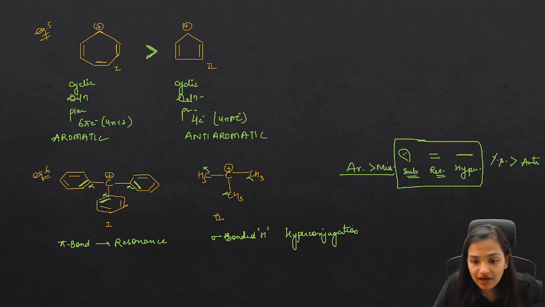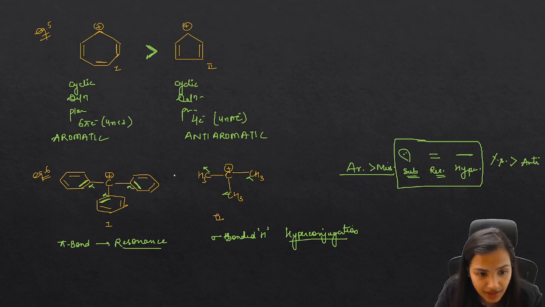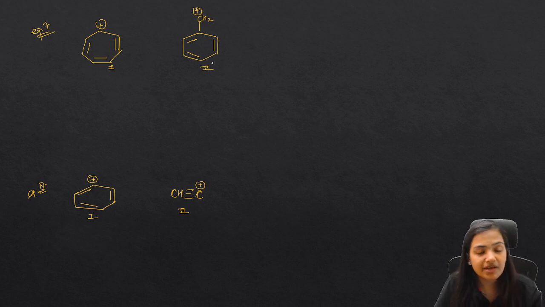So ultimately, out of hyperconjugation and out of resonance, which is the more predominating factor, which could be a better nucleophile? Resonance, absolutely, the pi bond. So this is going to be more stable. Example number 7, if you compare between the two, what is the difference?